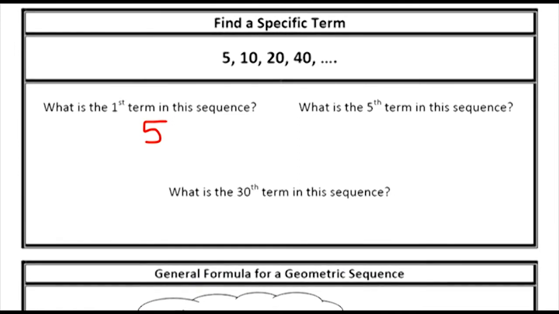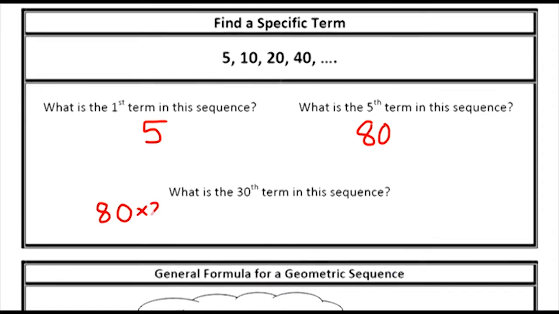So that's the fifth. If I wanted to find the 30th, again, I'd have to keep going. Times 2 gives me 160. That would give me the 6th. Times 2 to get the 7th. Too much work. There's always a better way in math.